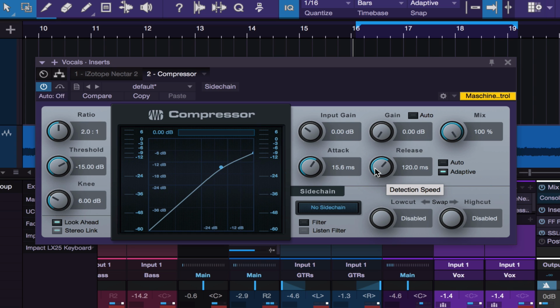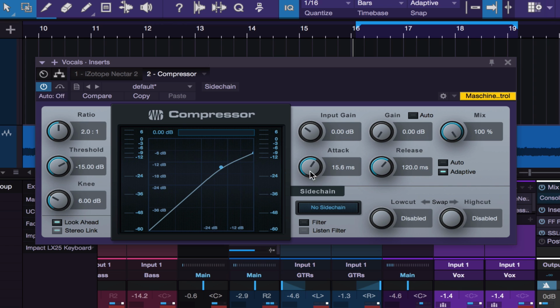The release time is the exact opposite. So as soon as the level of the audio drops below the threshold, meaning it no longer needs to be attenuated, how long do you want for that compressor to release its hold on the audio? Okay, and the different settings there in terms of milliseconds can have a vast difference on the sound as well.